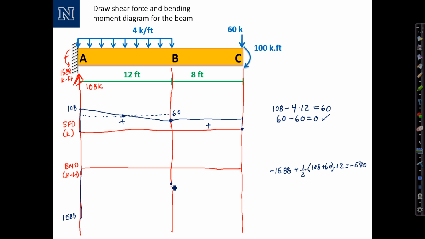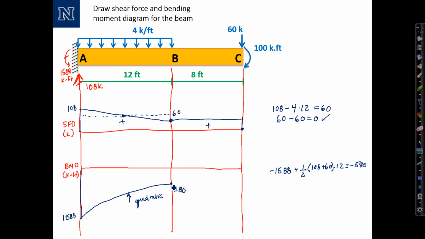Now, we know it's quadratic from A to B. We know that because the shear is larger at point A than at point B, the slope is going to be larger at point A than at point B, and so my diagram is going to curve like this. So the value at point B is negative 580, and here's my diagram. The slope is quadratic. The slope does not come back to 0 at point B because the shear force didn't come back to 0 at point B.